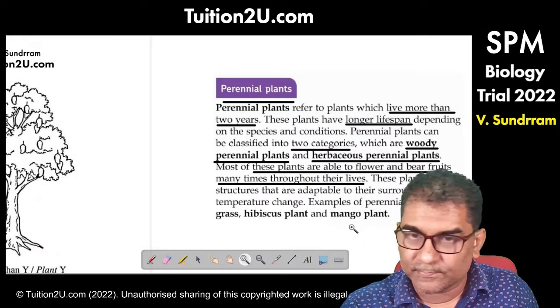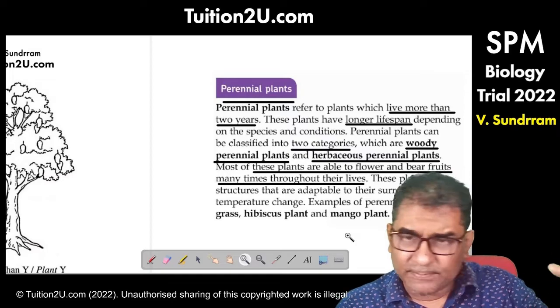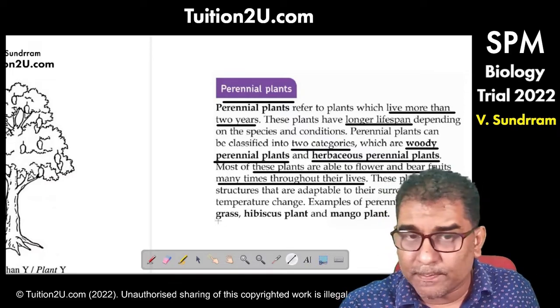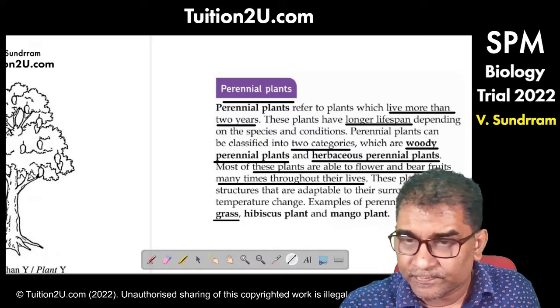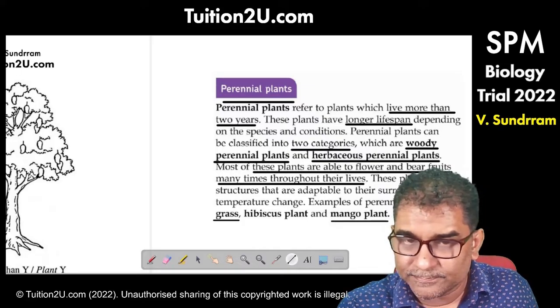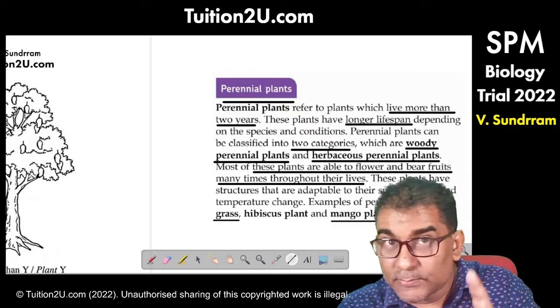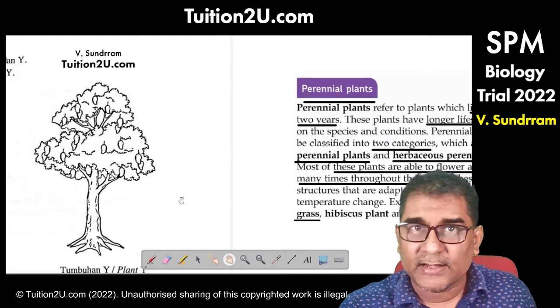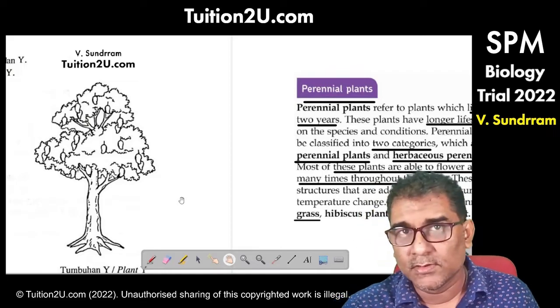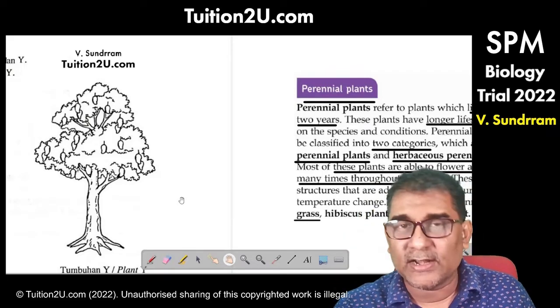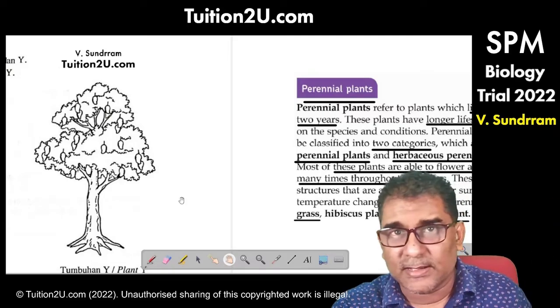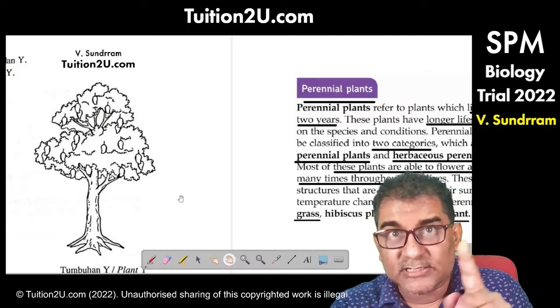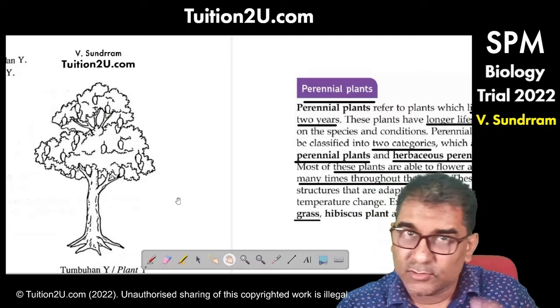These plants have adaptation, and the textbook mentions mango plant. That is why the exam question gives you mango plant. It will follow the textbook. You go and see the revision book, what pictures they give you. They might give you some other picture. Textbook mentions mango plant. The exam question uses mango plant.